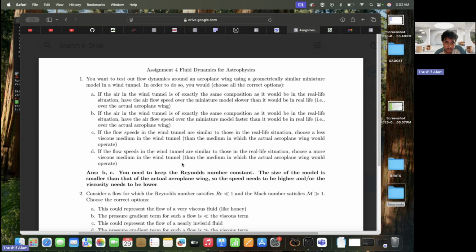airplane wing would operate. You need to keep the Reynolds number constant. The size of the model is smaller than that of the actual airplane wing. Obviously, you just want to test. So the speed needs to be higher, the viscosity needs to be lower. So option B and C.